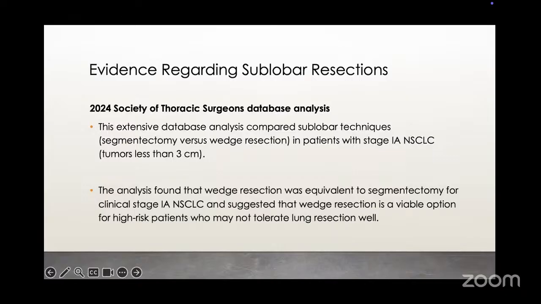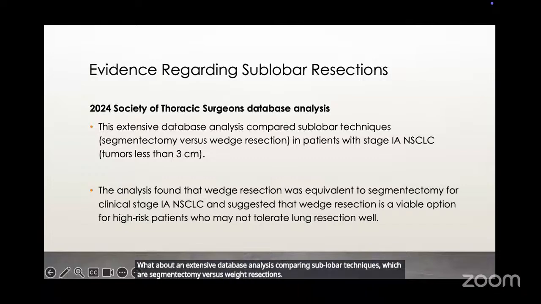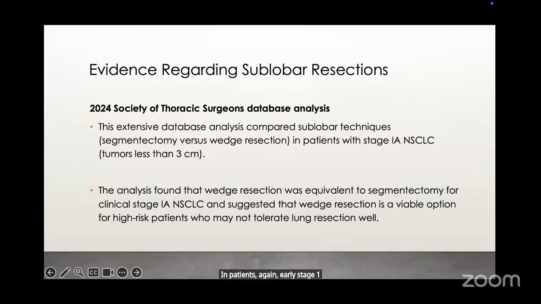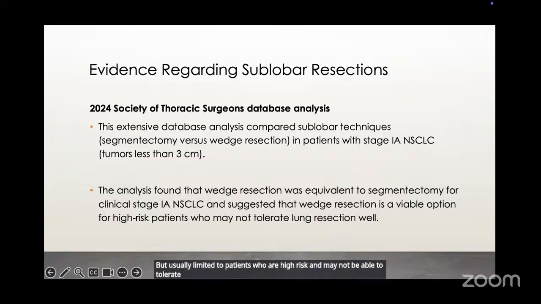And finally, in 2024, the Society of Thoracic Surgeons database analysis was an extensive database analysis comparing sublobar techniques, which are segmentectomy versus wedge resections, in patients, again, early stage 1 disease, non-small cell lung cancers with tumors less than 3 centimeters. It found that wedge resection was equivalent to segmentectomy in this study, however, for clinical stage 1A disease, and suggested that wedge resection is a viable option, but usually limited to patients who are high risk and may not be able to tolerate lung resection well.